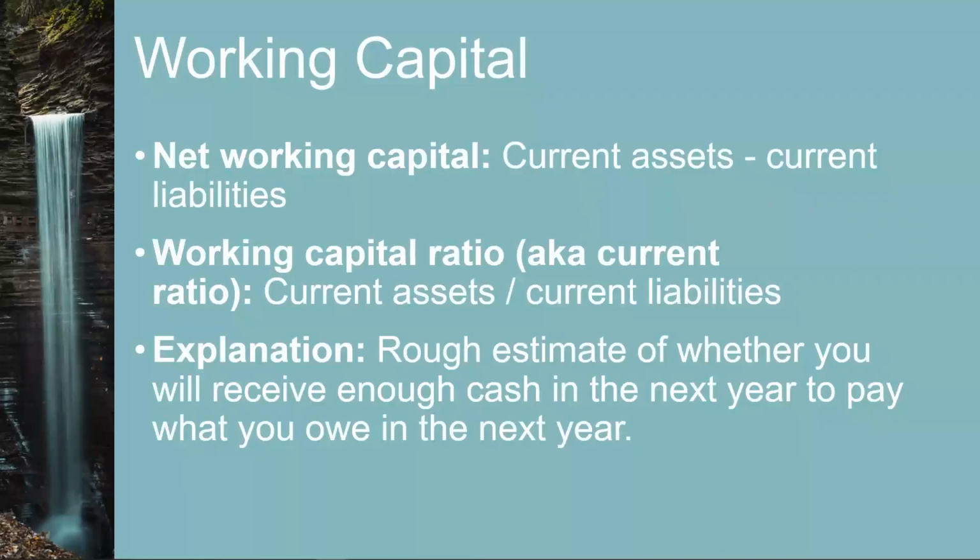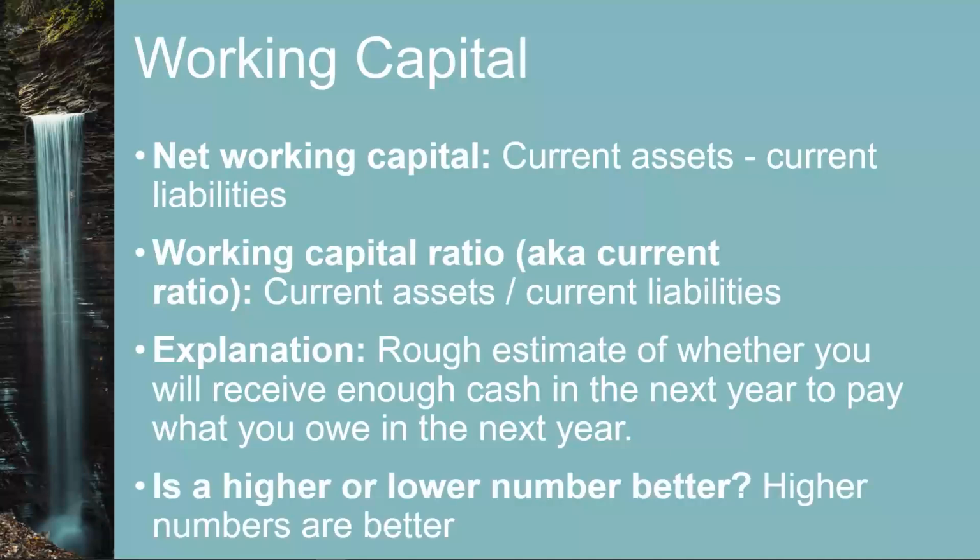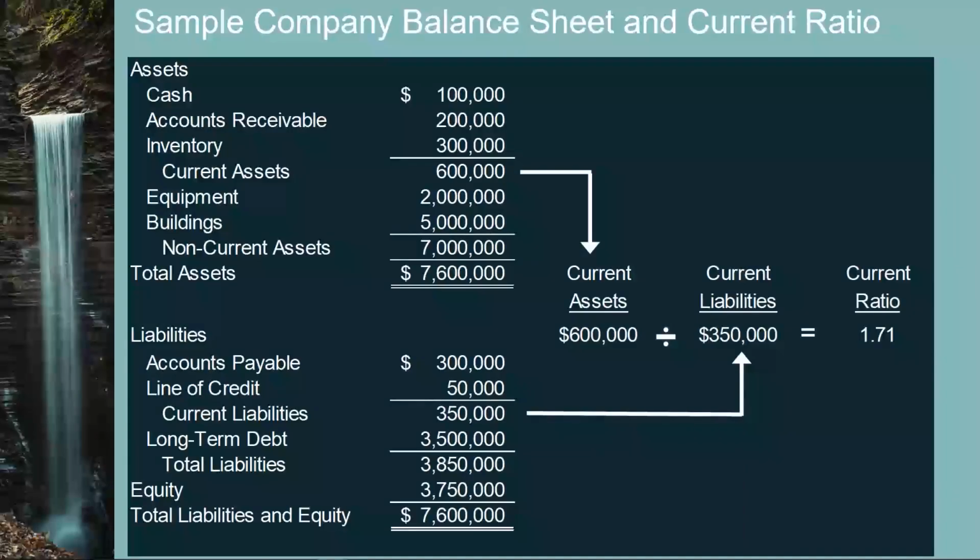So these metrics are a rough estimate of whether you will receive enough cash in the next year to pay for what you owe in the next year. That's why the working capital ratio is used by lenders to determine whether you are financially healthy enough to receive a loan. For both formulas, a higher number is better.